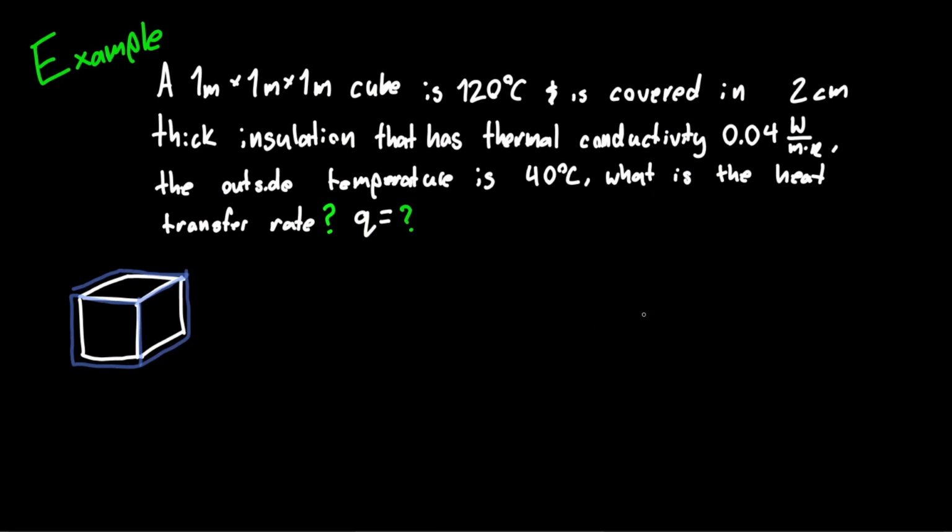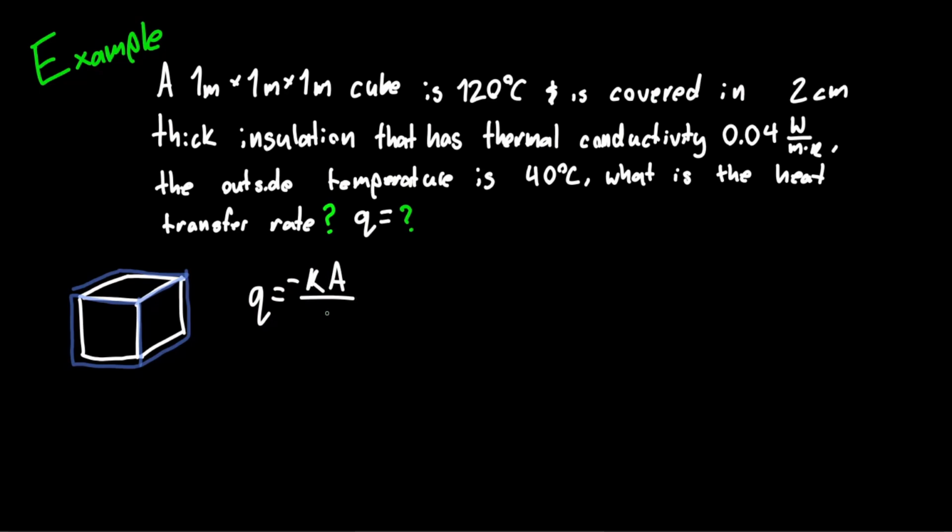Let's put this into action. We have a 1 by 1 by 1 meter cube, which has the temperature of 120 degrees Celsius and is covered in 2 centimeter thick insulation that has a thermal conductivity of 0.04 watts per meter Kelvin. The outside temperature is 40 degrees C. What is the heat transfer rate? Q equals what? So let's just draw out that equation.